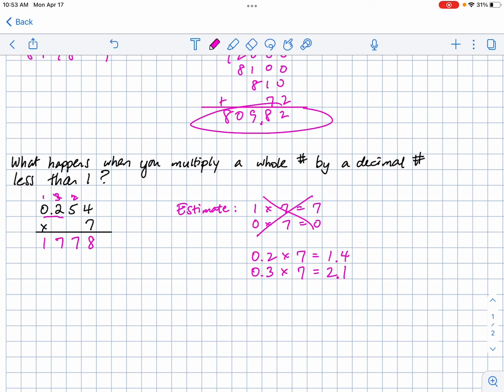Now, I'm looking at my estimates here. I know my answer has to be between 1.4 and 2.1. Well, then I know if that's the case, then the decimal has to go here. So it's going to be 1.778.